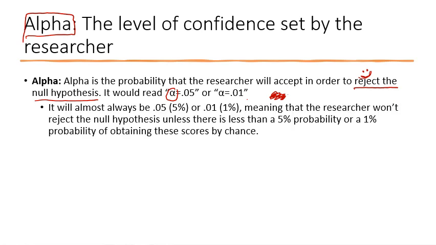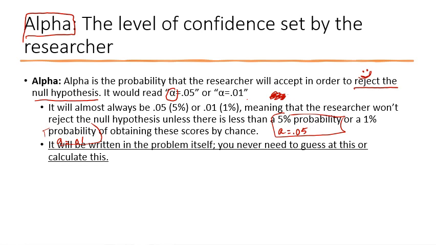In our work in this class, we're always going to assume it's 0.05, or a 5% chance, or 0.01, or 1%, meaning that the researcher won't reject the null hypothesis unless there's a less than 5% probability in the case of alpha equals 0.05, or a 1% probability if alpha is set to 0.01, of obtaining these scores by chance. So this is what we're looking for.